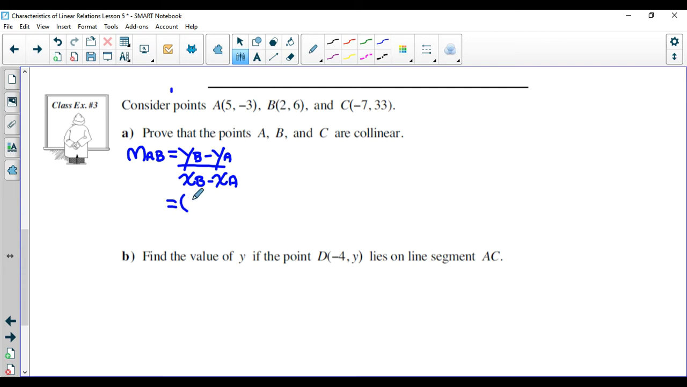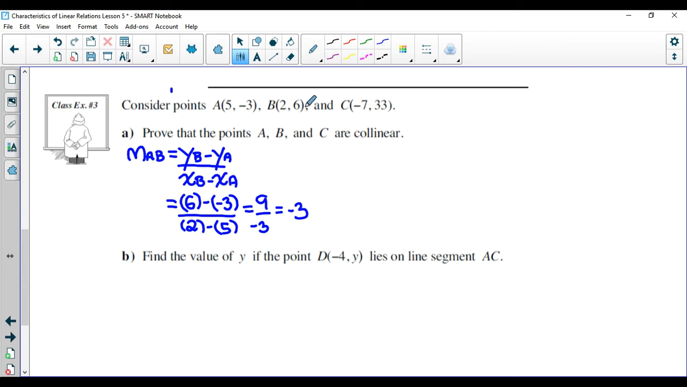So YB, the y coordinate of point B, which is +6. And then we're going to subtract the y coordinate of point A, which is -3. And then we're going to look at the x coordinate of point B, which is 2. And then subtract the x coordinate of point A, which is 5. So this would give you 6 minus -3, be adding a positive, so it would turn into 9. And then 2 minus 5 would be -3. And then 9 divided by -3 would be -3.